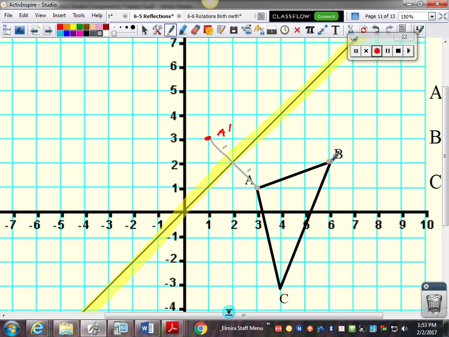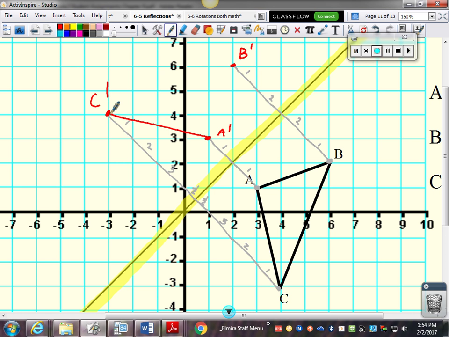For B, corner to corner, that's one, corner to corner, two, and I hit the line. So I'm going to go corner to corner, two, corner to corner, one. Just count backwards. B prime. C, corner to corner to corner to corner. Okay, so that's one, two, three. Oh dear, a half a square. Well, luckily, its other half is just on the other side of the line. So there's the half. Three, two, one. C prime.